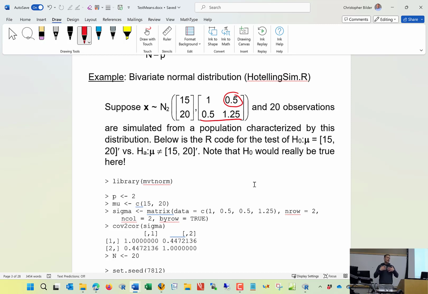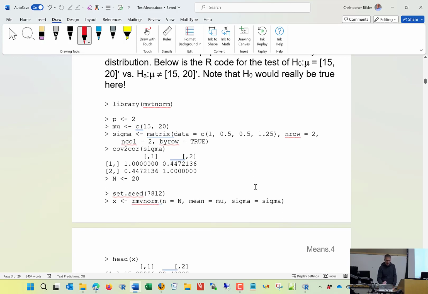And since I'm not going to test you over this, I'm going to go over the code more briefly here. The basic thing that you need to understand is that I'm going to use the mvtnorm package to help me simulate my data, similar to what we've done before. And I'm going to simulate a sample size of 20.